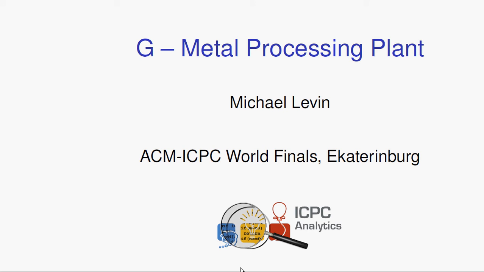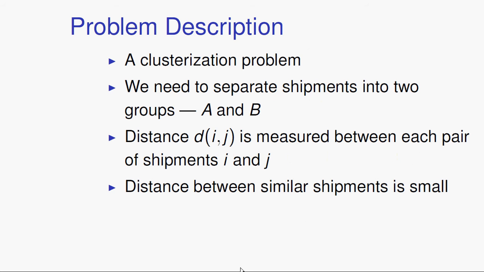This is an analysis of problem G called Metal Processing Plant from the ICPC World Finals 2014. This is a kind of clusterization problem. So the metal processing plant gets shipments from different places, and some of them are very similar to each other and some of them are really different.